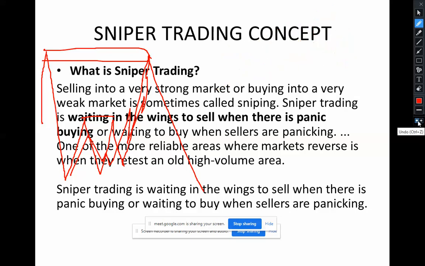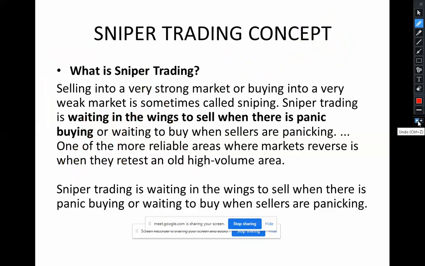Like I said, when we talk about sniping trading, we are talking about waiting in the wings to sell when there's panic buying, or waiting to buy when the sellers are panicking. Okay, so that's what we call sniper trading.